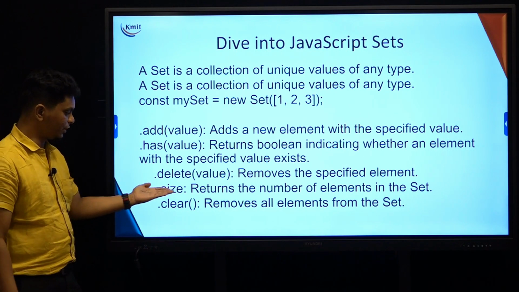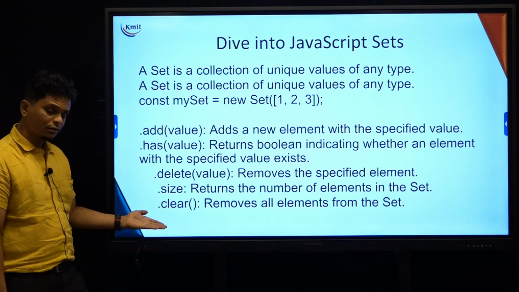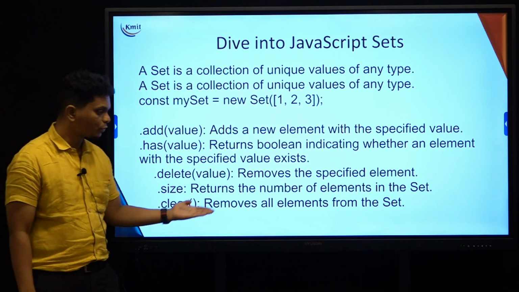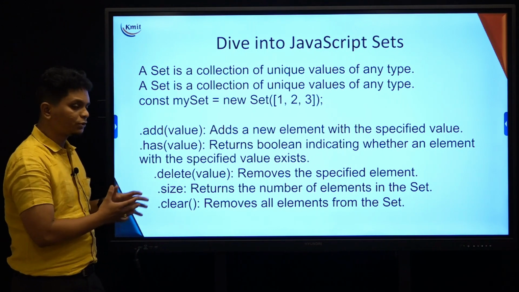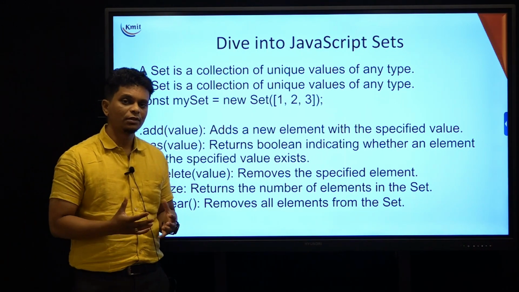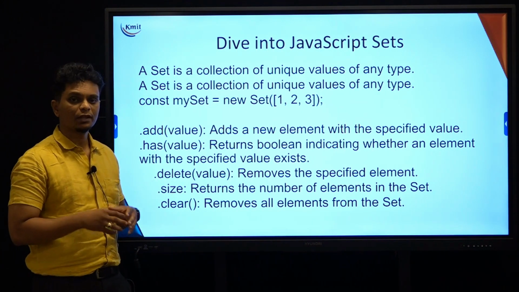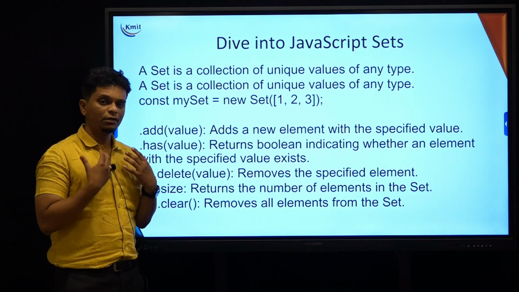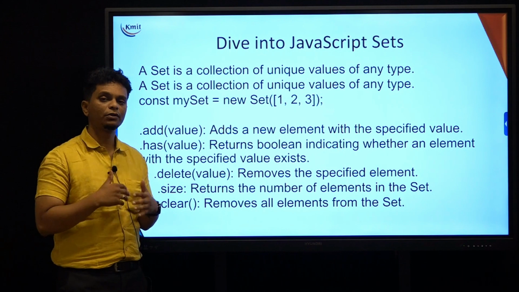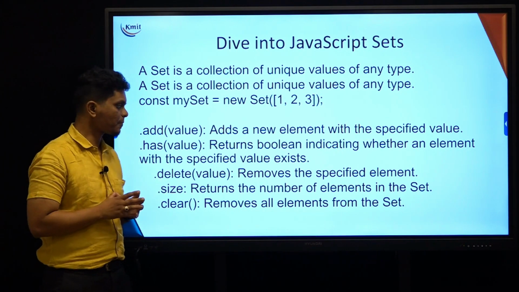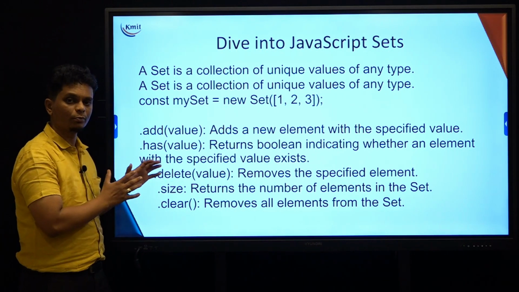Then we have dot size. It returns the number of elements in the set. Later, we have dot clear. It removes all the elements from the set. So, with these methods you can imagine the application of sets and their respective methods. They can be used in data structures where we deal with data that needs to be altered quite often. So, it has a very wide range of application and it is an important topic.